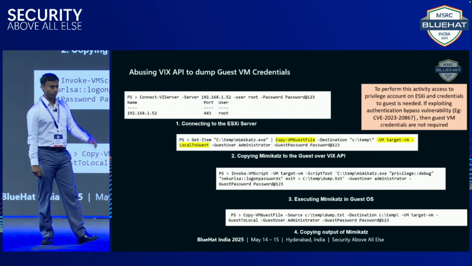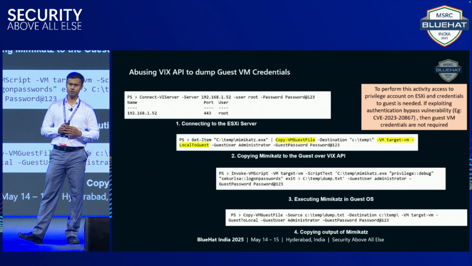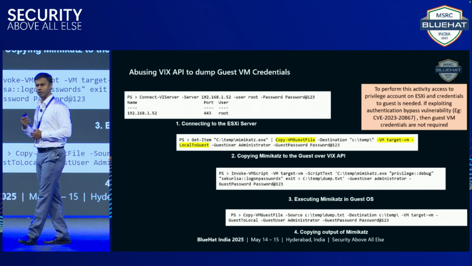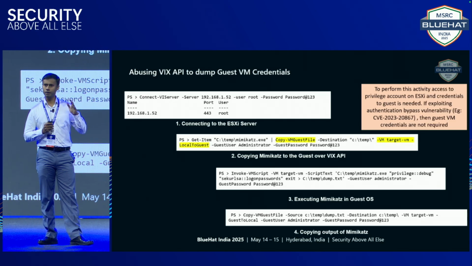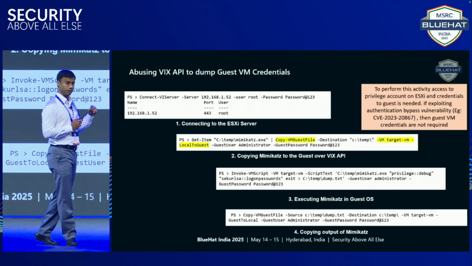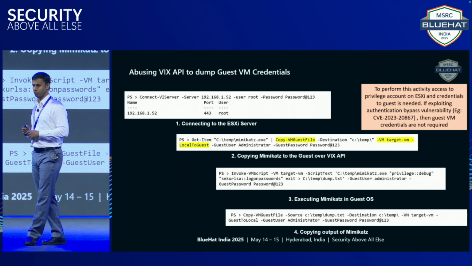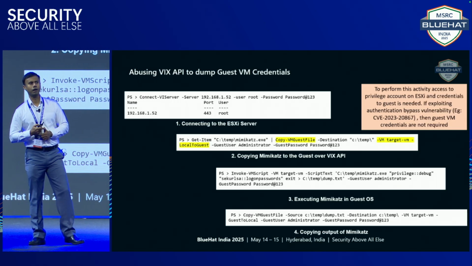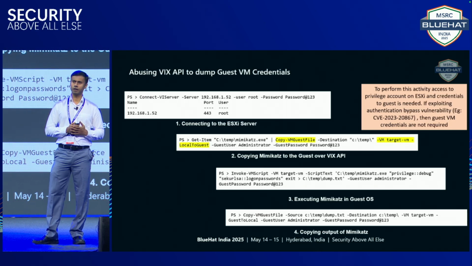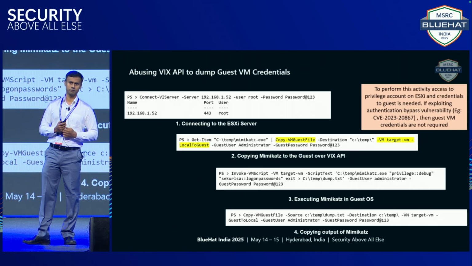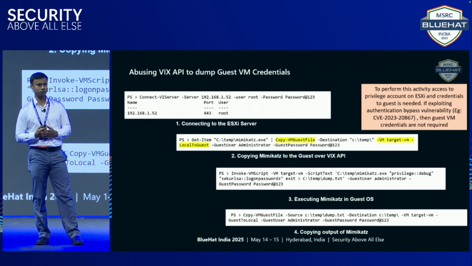I'm listing out an example where I'm trying to push a Mimikatz binary onto the targeted guest virtual machines, and I'm trying to extract the logon credentials from the virtual machine. To achieve this attack technique, you definitely need admin permissions in ESXi, and the VIX API needs to be authenticated with the guest virtual machine. So you need the VM credentials. However, if the VMware Tools are not patched, someone can exploit authentication bypass vulnerabilities. A lot of organizations don't patch the VMware Tools running in the VMs regularly.